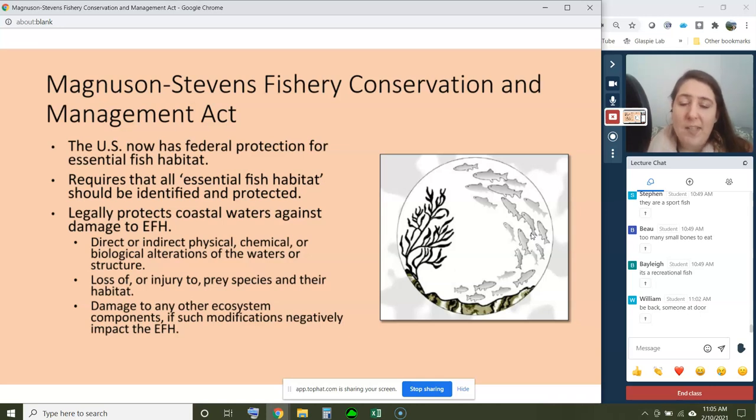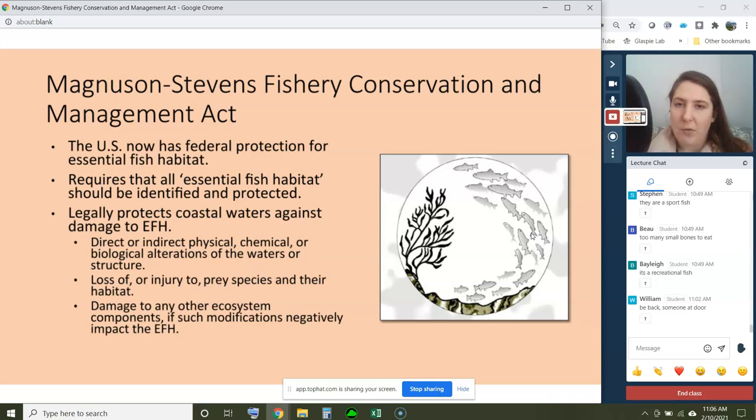It requires that all essential fish habitat, defined as we've defined it in this course, be identified and protected. It legally protects coastal waters against damage to essential fish habitat. And this includes direct or indirect physical, chemical, or biological alterations of waters or structures, and loss of or injury to prey species and their habitat.